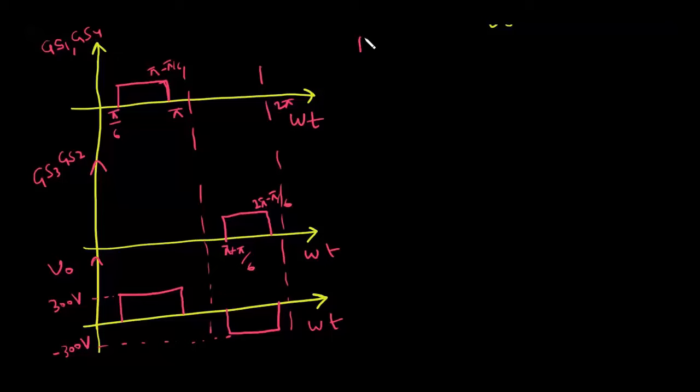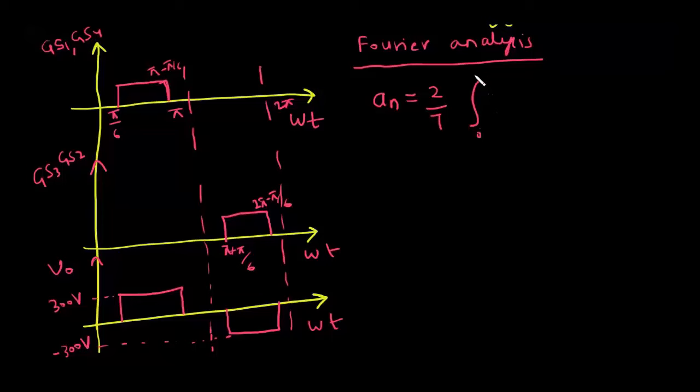Now you have to use Fourier analysis to calculate the fundamental component of the output voltage. You can see that this output voltage wave has half wave symmetry, so it will contain only sine and odd terms. You know that the sine term coefficient is 2 by T, integral 0 to T, your signal f of t into sine n omega t dt.